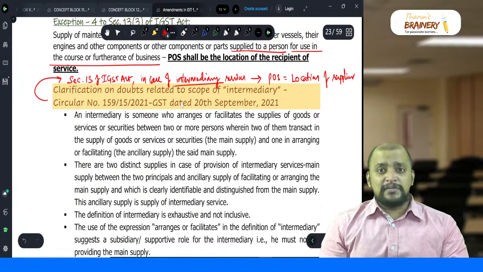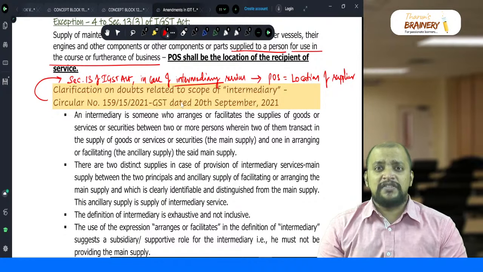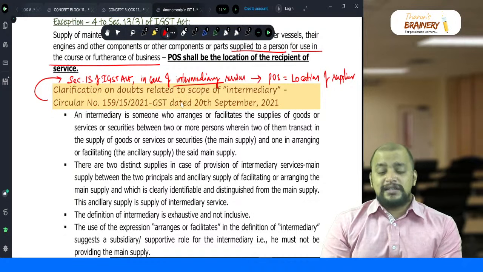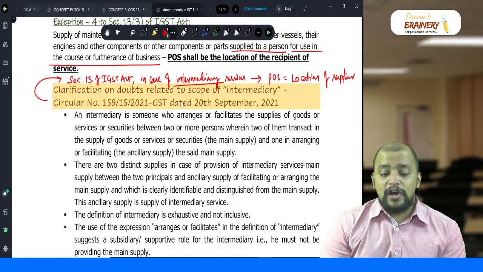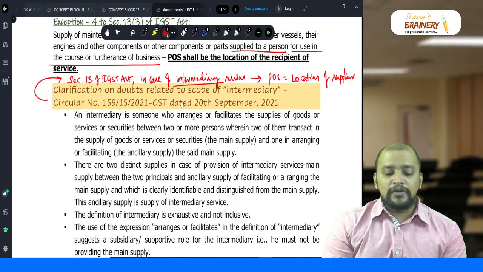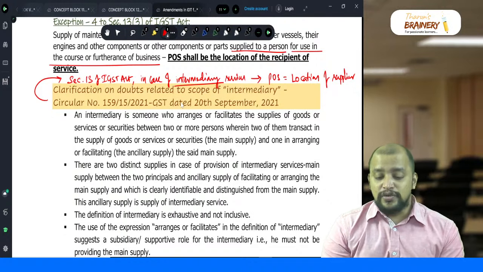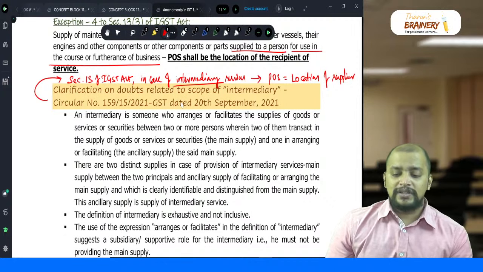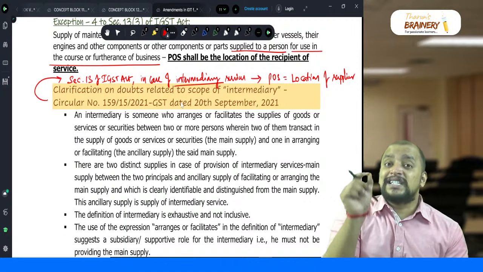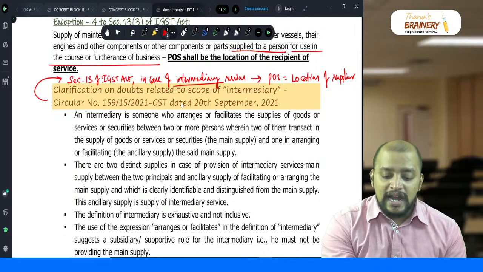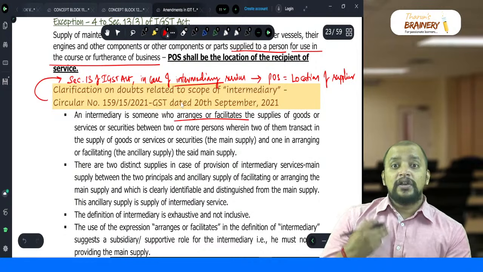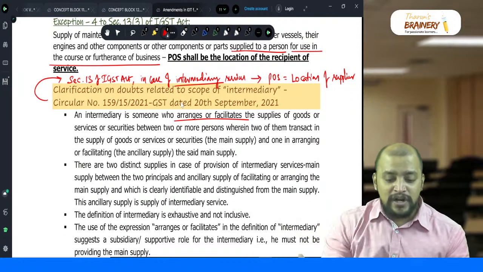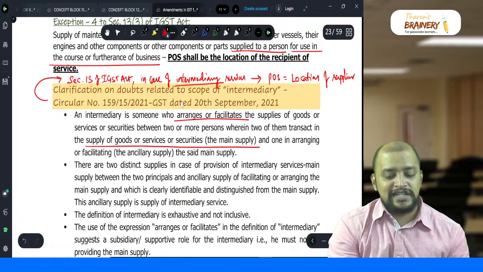He can be an intermediary for goods, and he can be an intermediary for services. But who will be called an intermediary? An intermediary is someone who arranges or facilitates the supply of goods or services or securities between two or more persons. So that is, arranges or facilitates a transaction. Arranges or facilitates supply of goods or services. Okay. So first there is a main supply. What is that main supply? Supply of goods or services.